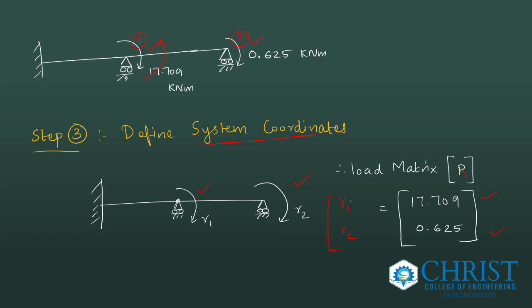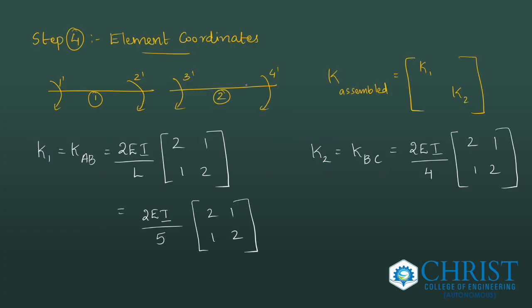Okay. Now the next step is element coordinates. That is, we have two spans, we split into two different spans, that is AB and BC. That is 1 and 2. We will have 1 dash, 2 dash, 3 dash, 4 dash. And we have to find the K assembled. Assembled matrix will be sum of first matrix and second matrix, that is K1 and K2. K1 is 2EI by L, [2, 1; 1, 2]. That we have derived, the stiffness matrix for a beam element.